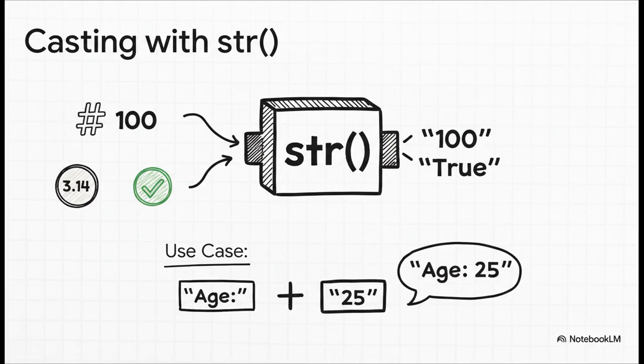The number one reason you're going to use this, especially when you're starting out, is for printing things to the screen when you want to combine text and numbers.